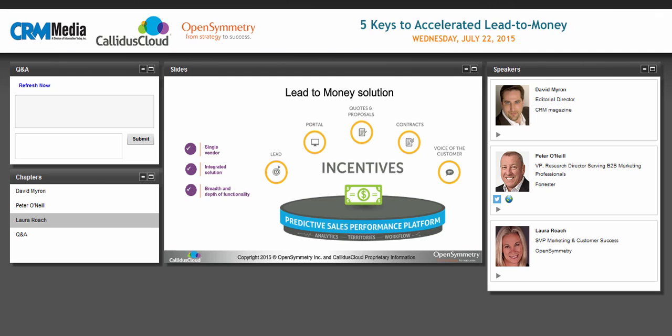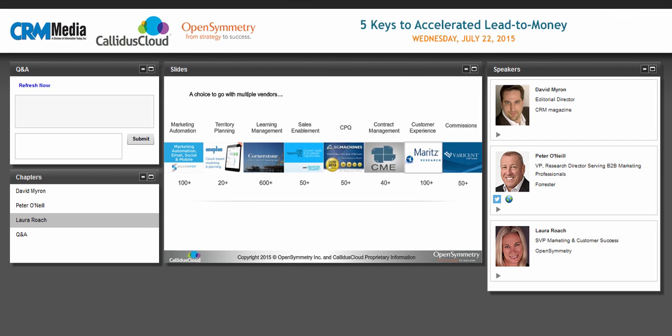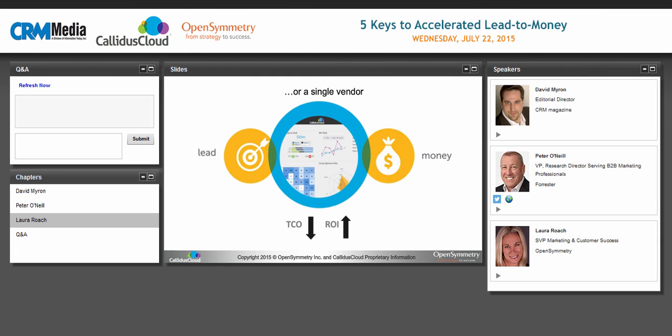To be effective, you need to ensure the rep's time is maximized, right? A big drain on time is quotes and proposals, as I mentioned. They all need to be linked together by a targeted incentive that drives it all together. So there's a plethora of choices that you can look at across all of the vendors in this space. Or what we love with OpenSymmetry and Callidus is that you could use the Callidus Cloud as one single vendor. So that takes some of the confusion away from you.